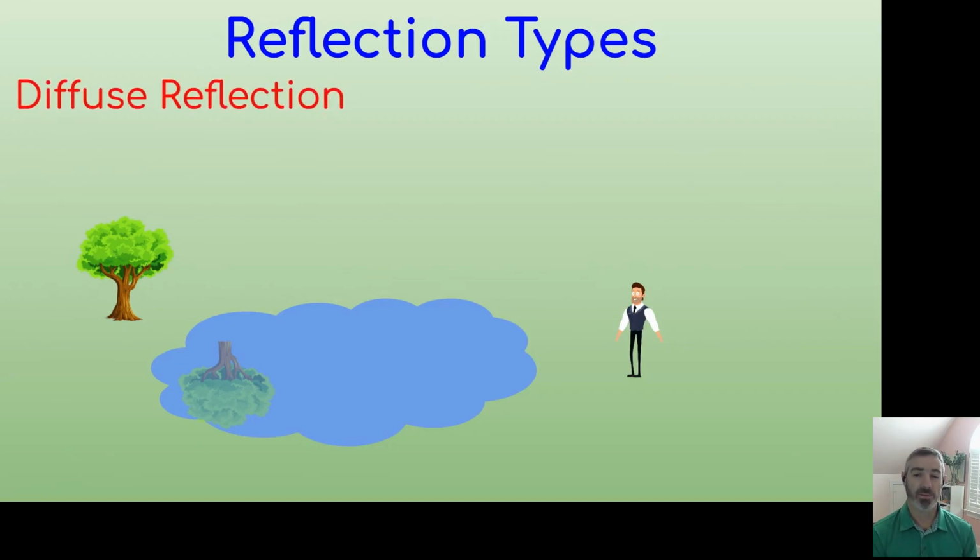Now diffuse reflection is different, which is what helps us see most things. So if you take two rays of light from the same spot and now the lake is choppy, and let's say there's a strong wind that's blowing and there's a little bit of waves, those rays of light are going to reflect in different directions. So they're going to diffuse and go in different directions. So we're not going to see that image of that tree because the rays of light aren't going to all concentrate and reflect.